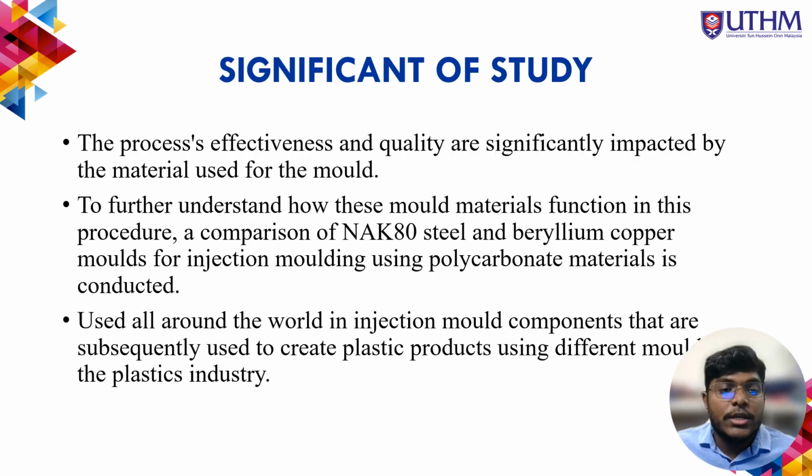Significance of the study. The process effectiveness and quality are significantly impacted by the material used for the mold. To further understand how these mold materials function in this procedure, a comparison of NAK80 steel and beryllium copper molds for injection molding using polycarbonate material is conducted. The injection molding process is used all around the world to make injection mold components that are subsequently used to create plastic products using different molds in the plastic industry.